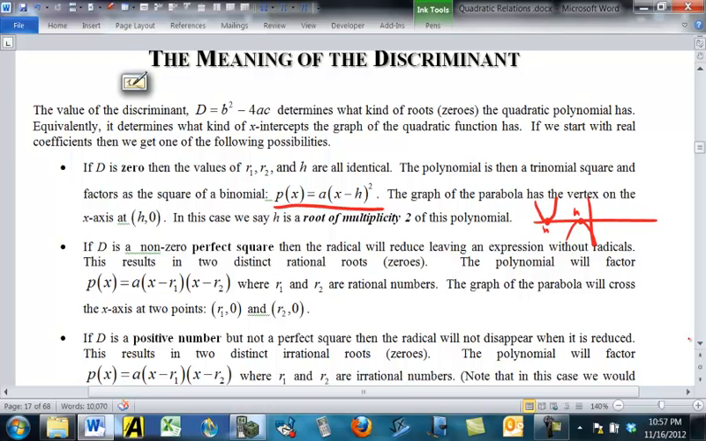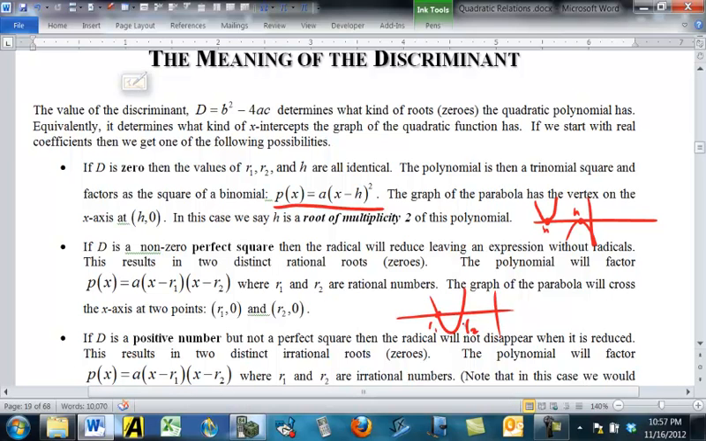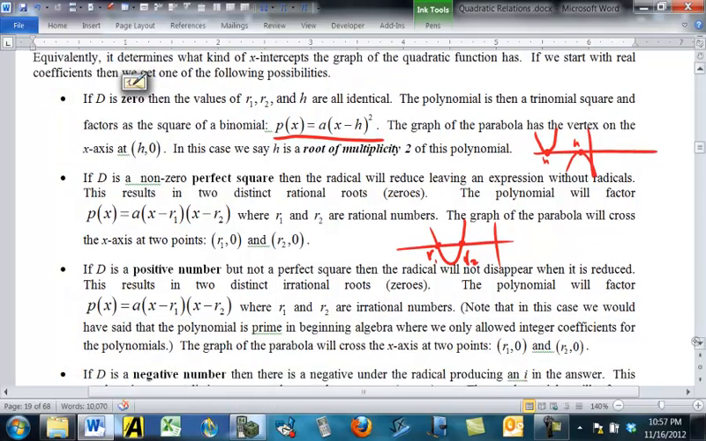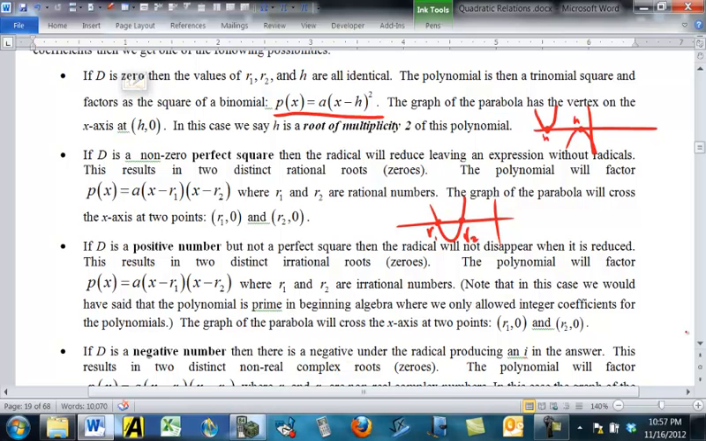If D is non-zero but a perfect square, then when you take the square root of D, it comes out to be an integer, and so your roots are rational numbers, and it crosses the x-axis twice at root 1 and root 2. One of them's on the left, one's on the right, and the axis could be anywhere, say over here. And so those roots are rational numbers. If D is a positive number but not a perfect square, it looks this way again, or it could look this way, where it crosses the axis at 2 different places.